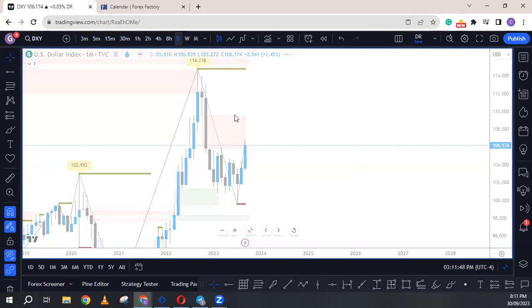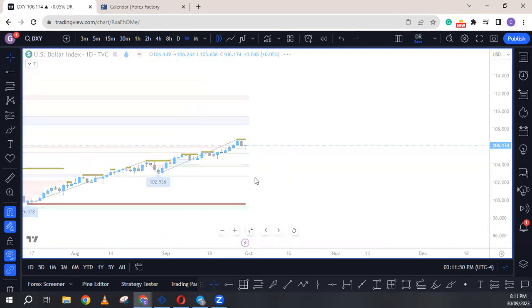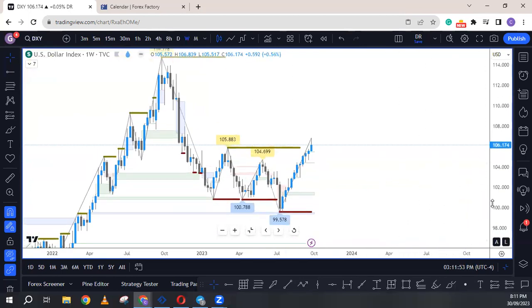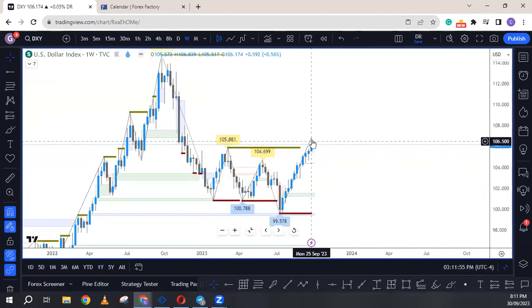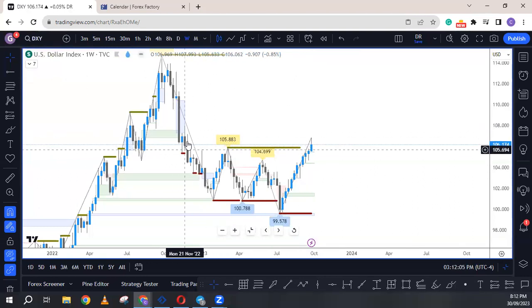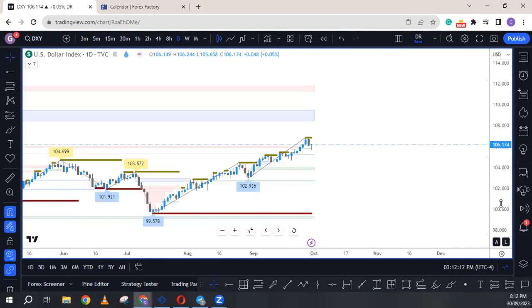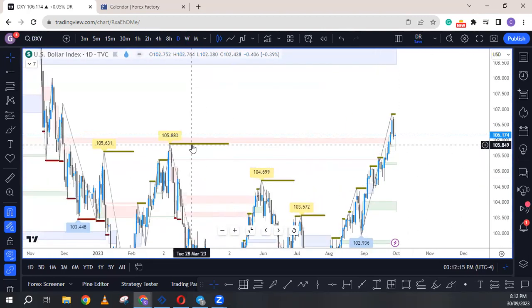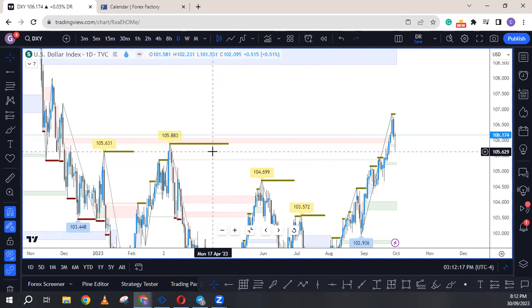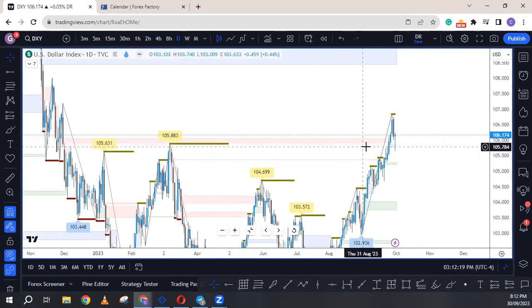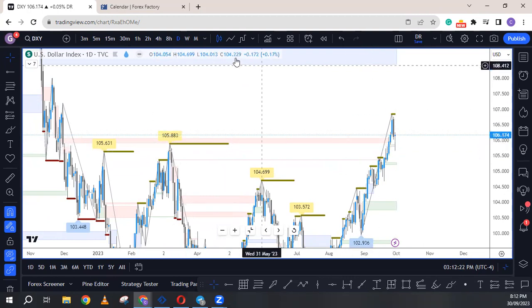And if we look at this on the weekly, we can see that price is completely shifted bullish. We have a close above 105.88. Although if we look to the left, we can see that price is within what looks like a bearish order block. So going into this new week, as we can already see, price tested, broke above here, tested, and we have what looks like a bounce.